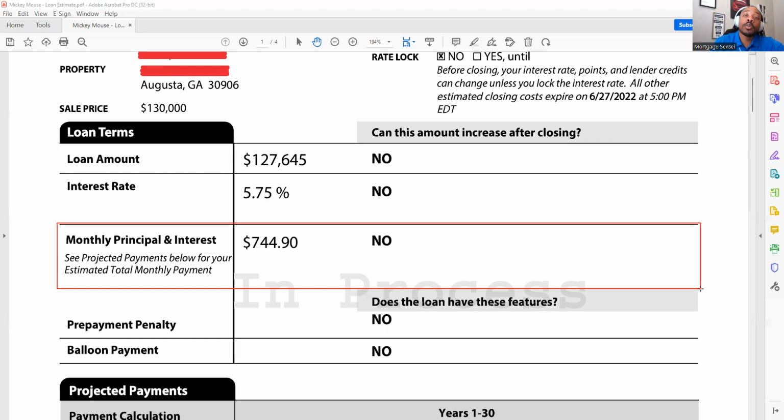Again, principal is the portion of the payment that you make to pay down the balance of your mortgage, and the interest is the portion of the payment that you make that pays the lender for borrowing the money. Below that, you'll see some special features. One is a prepayment penalty. None of my loans have a prepayment penalty for the most part, except for real specialty types of loans. But in most cases, you'll never see anything like this.